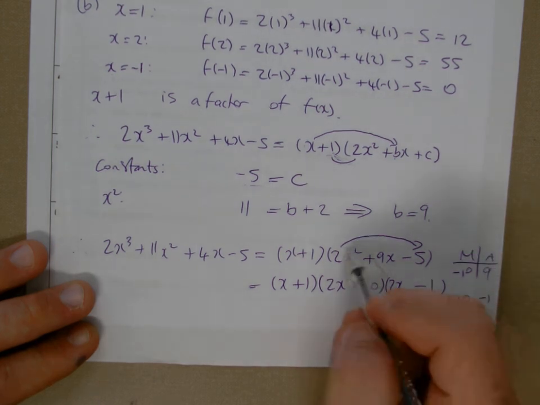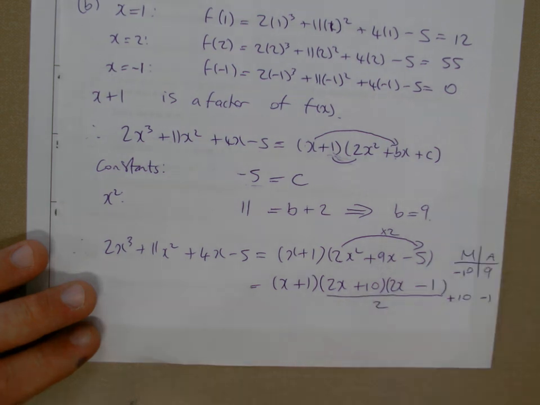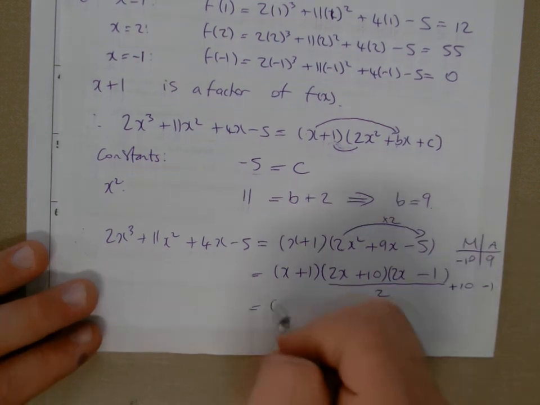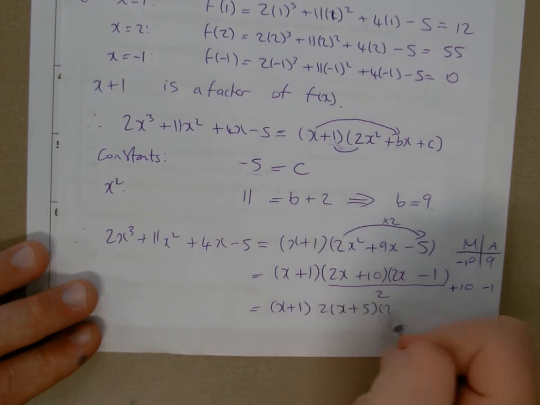But don't forget then, because I kind of times by 2 here, I think of it like paying back. Then I've got to do the opposite, divide by 2. And you'll see that there is a common factor of 2 here. So take that out, and it will cancel with the 2 on the bottom.